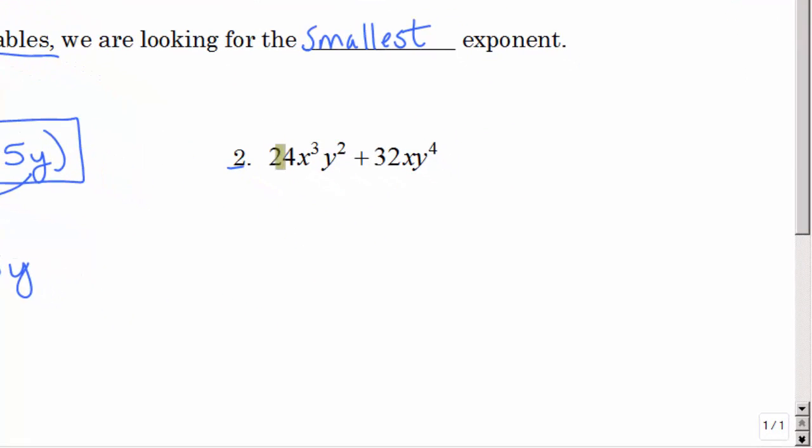So the first thing we want to do is look at the numbers, and we want to find the largest number that divides 24 and 32. So some of you might say 4. Well, that is a common factor.